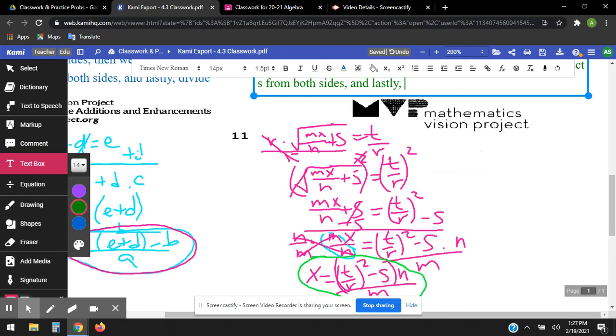So lastly, multiply both sides by n over m. And we made it. All right.